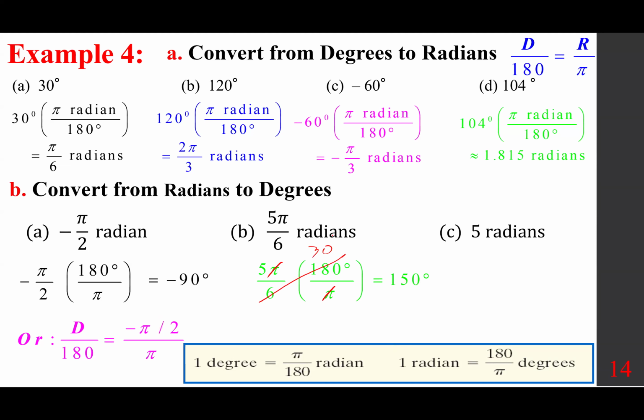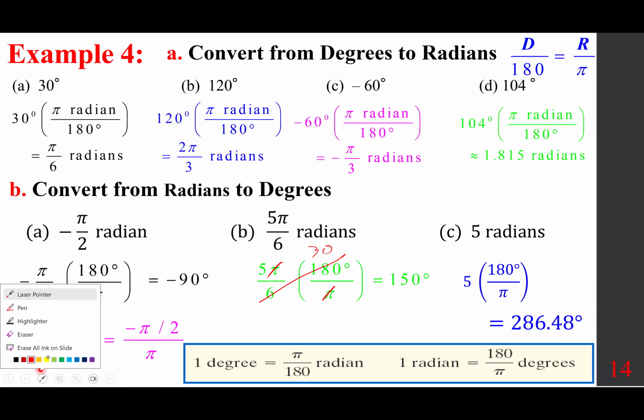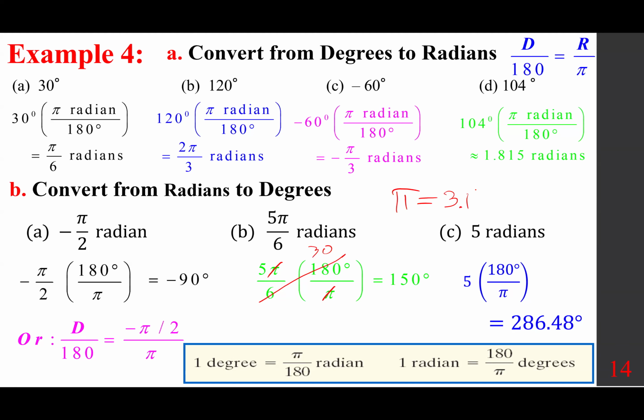Again, another common arc. 5 radians isn't a common arc. So 5 times 180 divided by pi. Again, please do not divide by 3.14. It will be wrong. Put it into a calculator with a lot of decimals because pi is 3 point. Let me just write that. It's important for everybody to know that pi is 3.14159, and it continues indefinitely. So 286.48 degrees. Just a rough estimate.